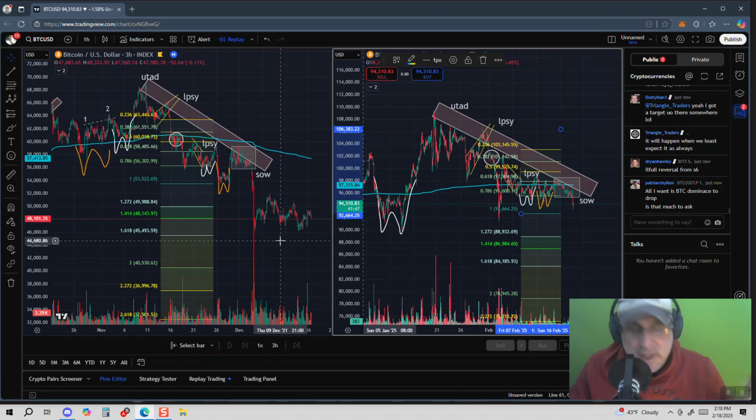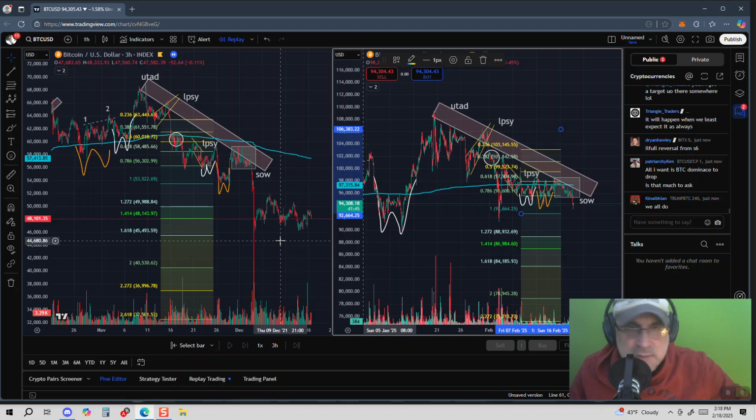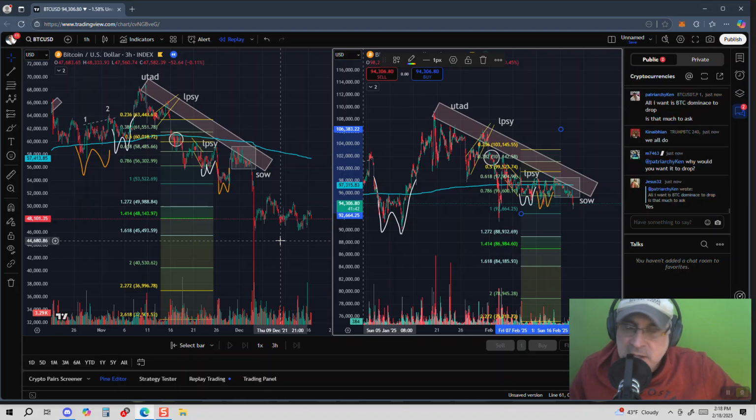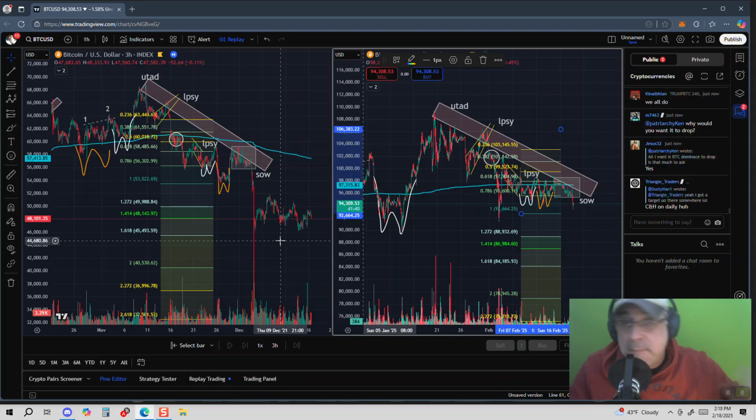Just depending when it reaches that area, I'm going to be doing volume spread analysis at the forensic level in my group.